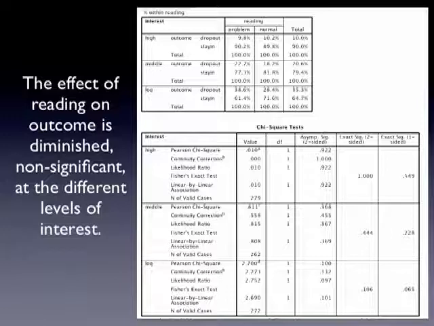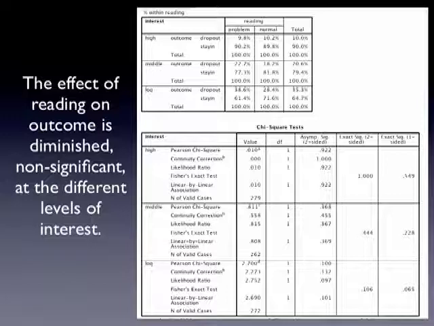And what you find is that there's not much of an effect of reading on outcome once you're looking within the group of high-interest students. So 9.8% dropout, 10.2% dropout. There's not a lot of effect there. And similarly for middle-interest students, there is a slight difference, but not very much, between their likelihood of dropping out, depending on whether they're a problem or non-problem reader. And the low-interest students are not exactly the same again, but there's an effect there that is not very big.